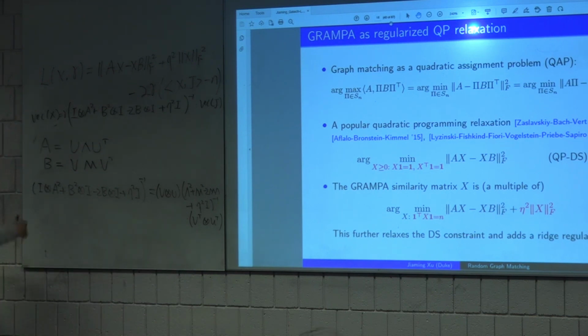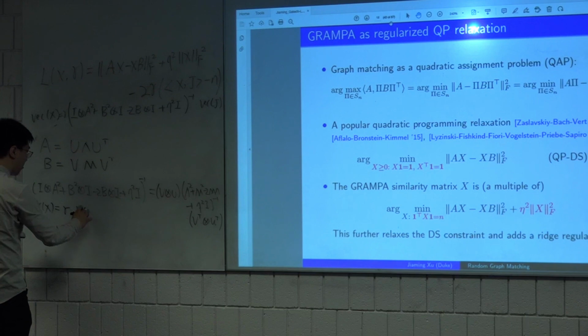Okay. And then the last thing is I just plug in this. So the vector of x now is given by gamma and times this.